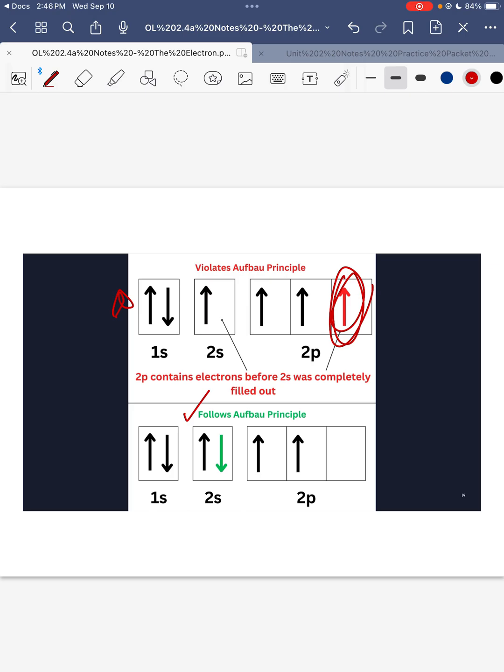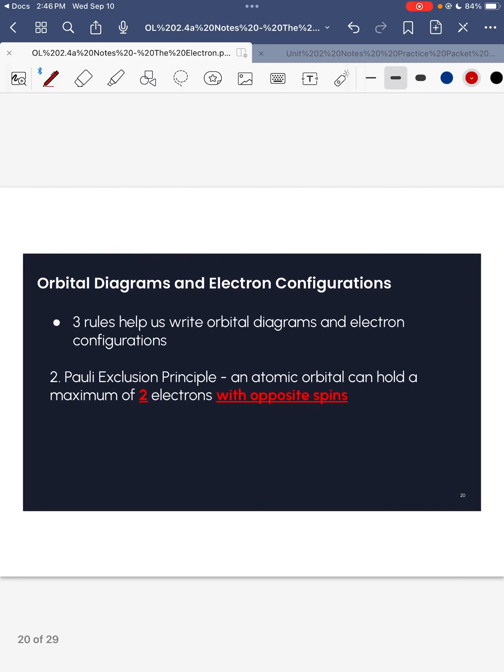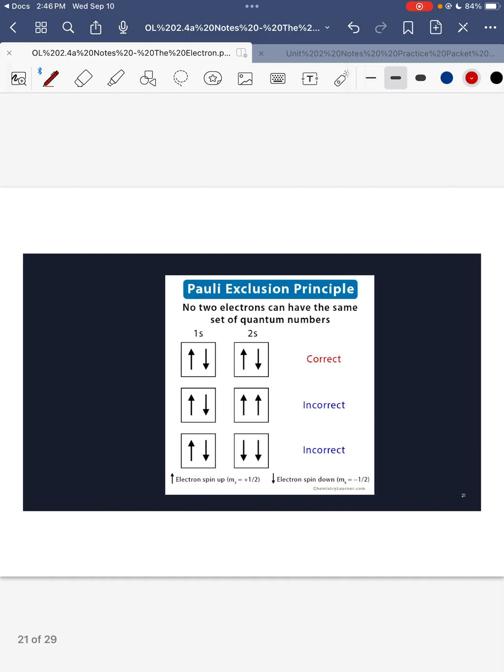Down here below, we've done it correctly because we have filled in the 2s orbital before we move on to our 2p orbitals. The next rule is the Pauli exclusion principle, where an orbital can hold a maximum of 2 electrons with opposite spins. So the Pauli exclusion principle states that something like this is correct, but these are wrong because the second orbital there has 2 electrons with the same spins. That's not going to happen.